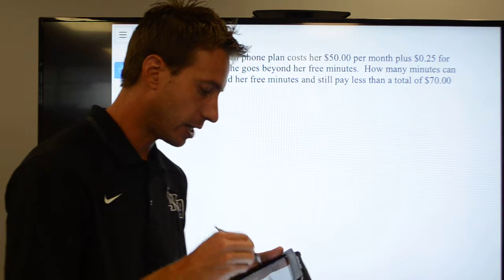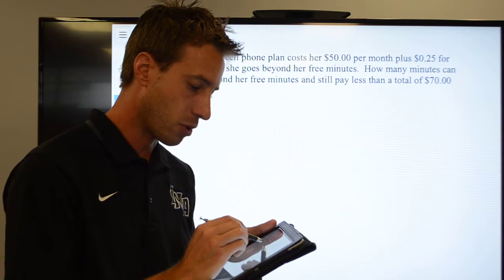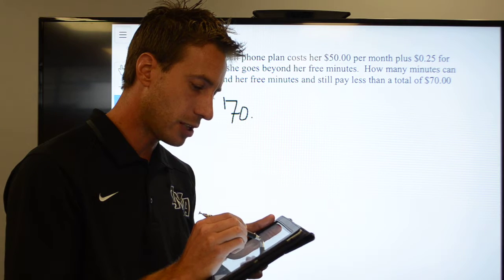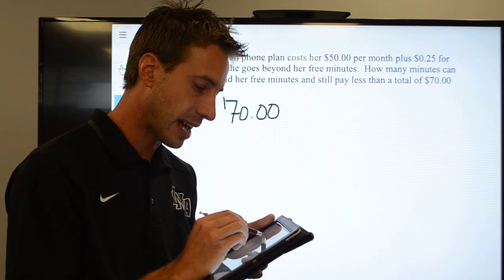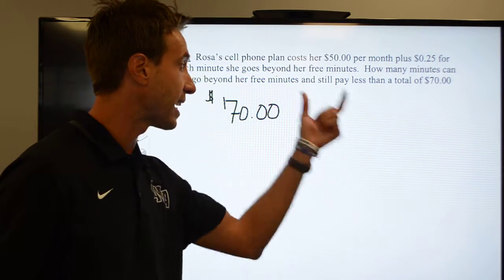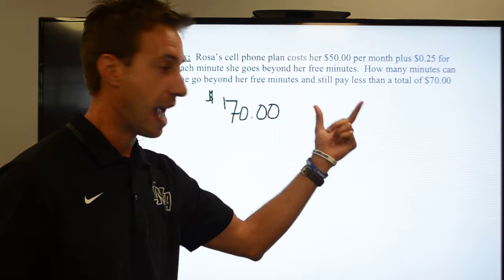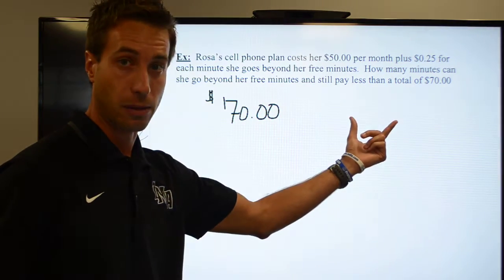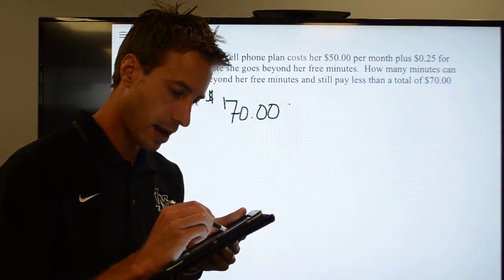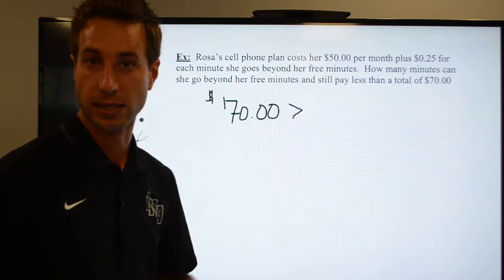To get us started, I'm going to take the maximum Rosa has, that's $70, and we know that she needs to be less than that. Rosa has $70, but she has a monthly cell phone bill coming, and she needs that bill to be less than $70. All right, we can do that. So her bill, whatever it is, needs to be less than $70.